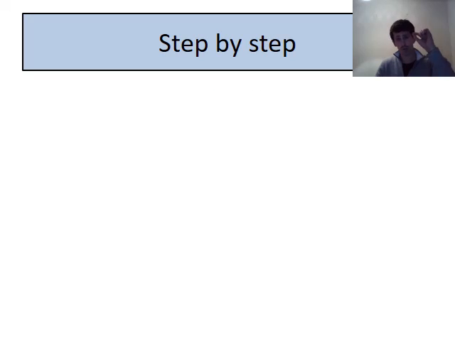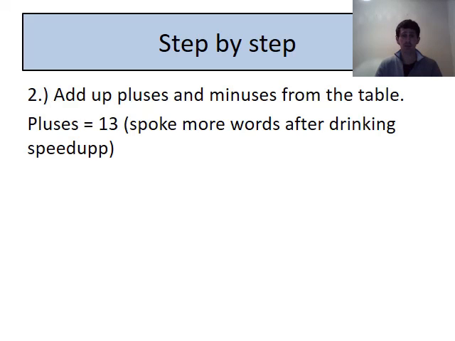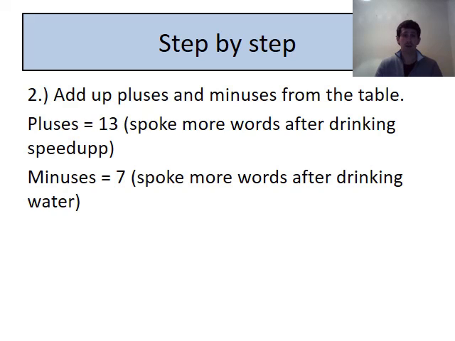So you've gone through your columns, you've done all your pluses and your minuses, and now it's time to add them all up. So if we look at our table, we got 13 pluses. So 13 people spoke more words after drinking speed up, and there were 7 minuses. So 7 people spoke more words after drinking water.